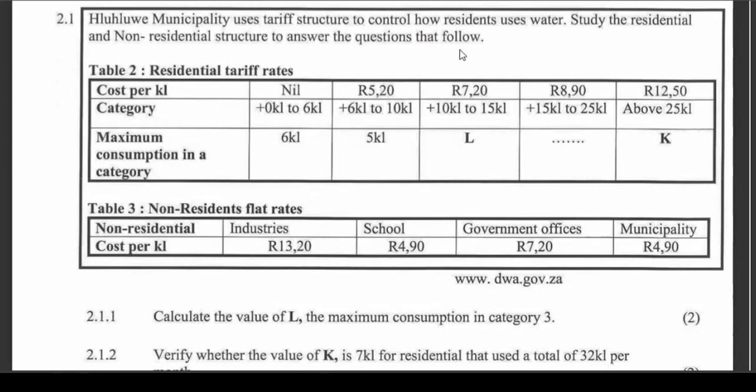Now, here we go. Cost per kiloliter. Nil, meaning 0. So category from 0 to 6 kiloliters, we have 6. From 6 to 10, this is supposed to be 4 kiloliters. Then from 10 to 15, these are 5. From 15 to 25, these are 10.